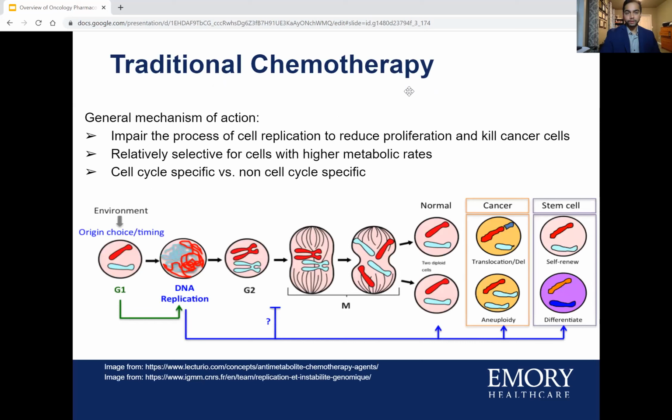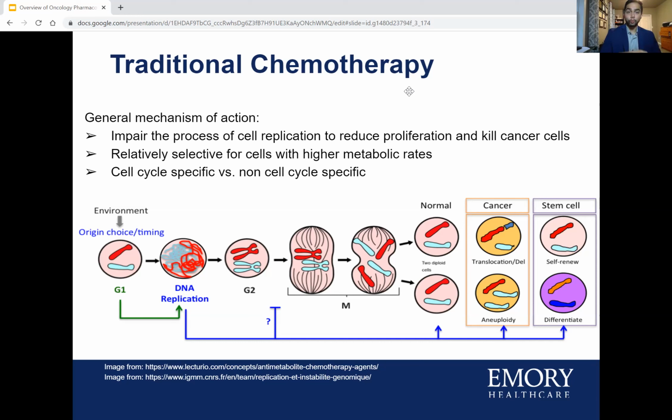Going into our traditional chemotherapy, you see on the bottom the timeline of a single cell going through the different phases of mitosis. The general mechanism for chemotherapy is that we want to impair the process of cell replication to reduce proliferation and kill the cancer cells. Chemotherapy is relatively selective for cells with higher metabolic rates. These very hungry cells, like tumor cells, will take up more of the chemo from the blood and be affected more by it than our normal healthy cells.